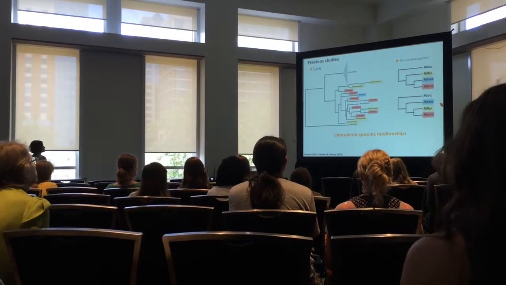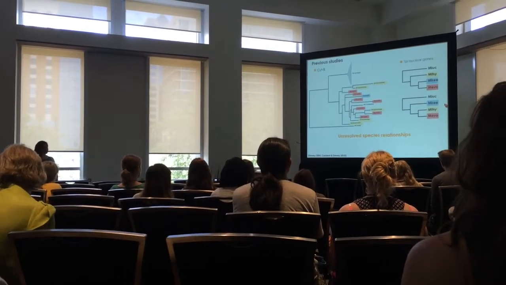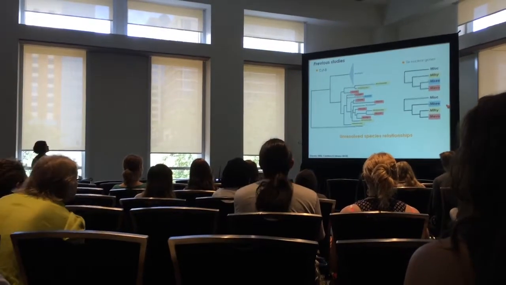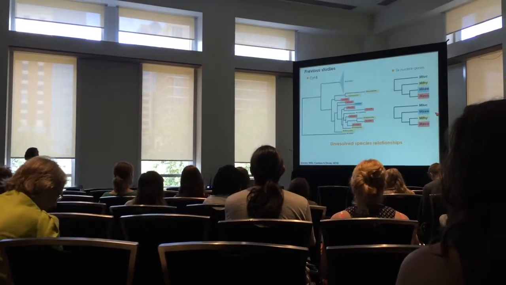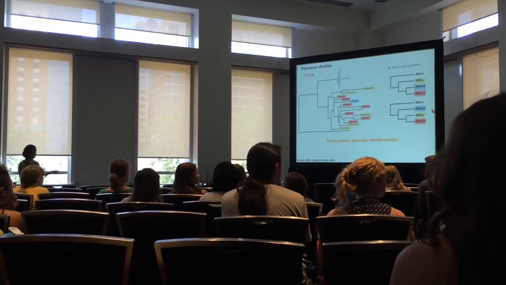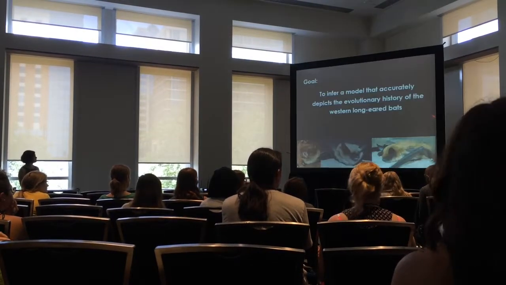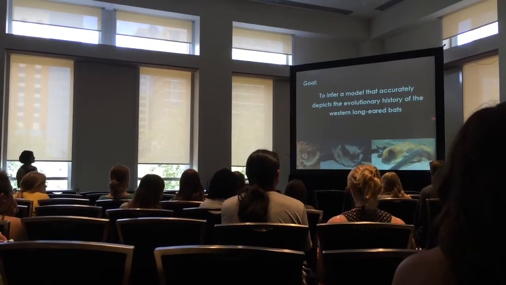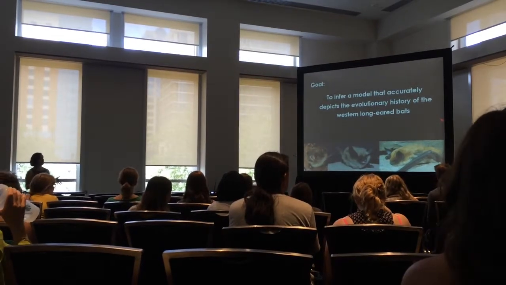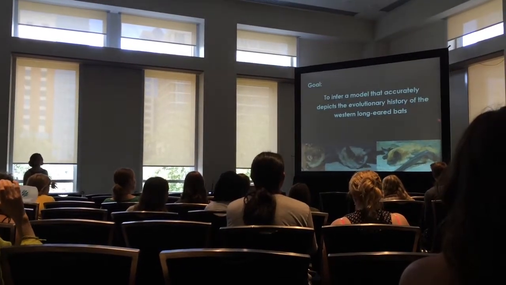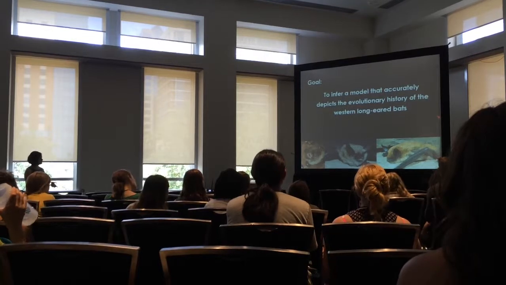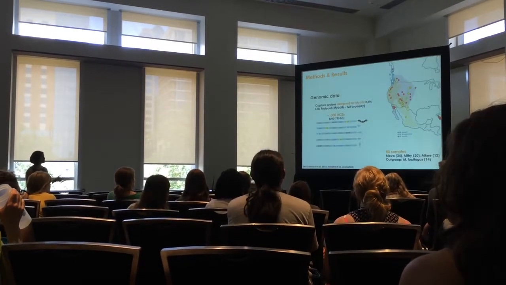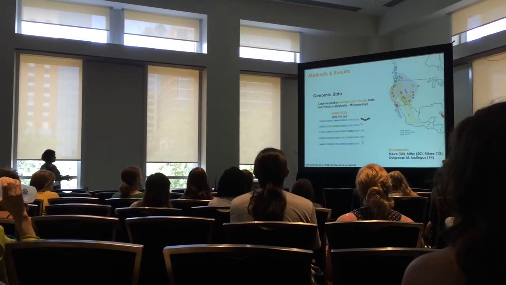Previous studies have used cytochrome b and other genes, and different methods have been applied, and the species relationships are still unresolved. My goal in this study is to infer a model that accurately depicts the evolutionary history of the western long-eared bats. I will present my methods and results together.